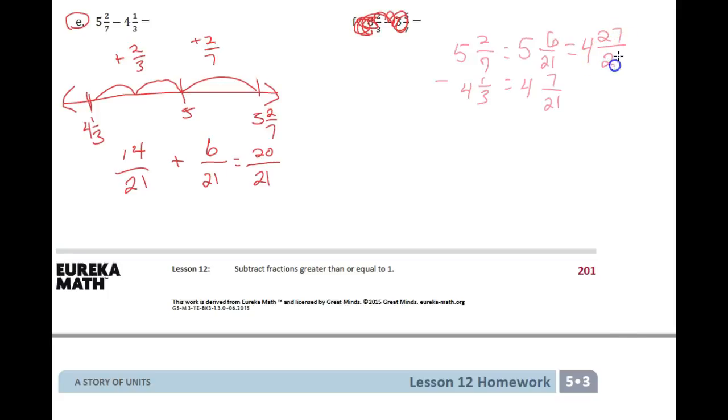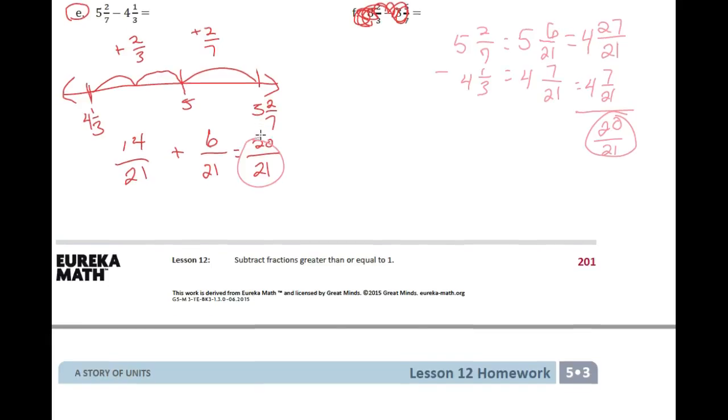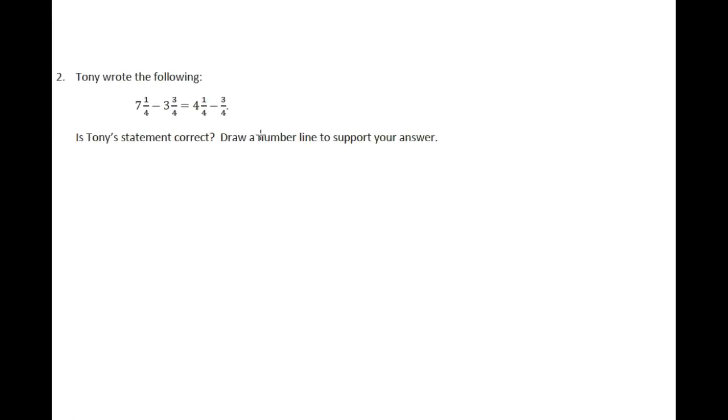Your denominator, your size, stays the same. This one just stays because it's already at 21. And we're not taking anything away from 7. 7 is what we're taking away. 4 minus 4 is nothing. 27 take away 7 leaves you 20. What's our size? 21sts. So 20/21, 20/21. Same thing. Now let's take a look at a word problem.